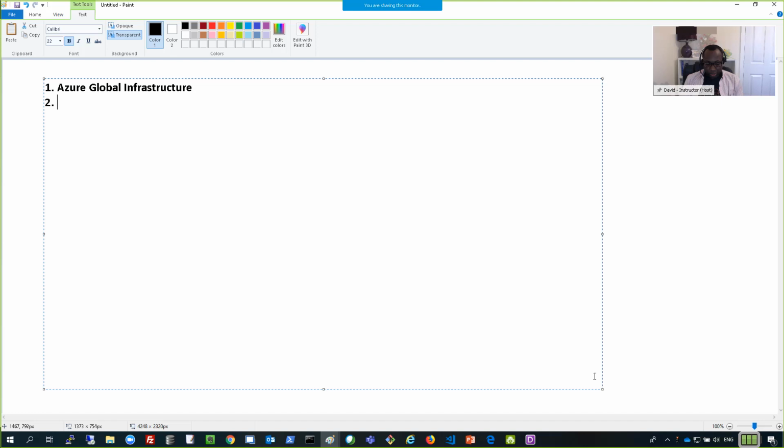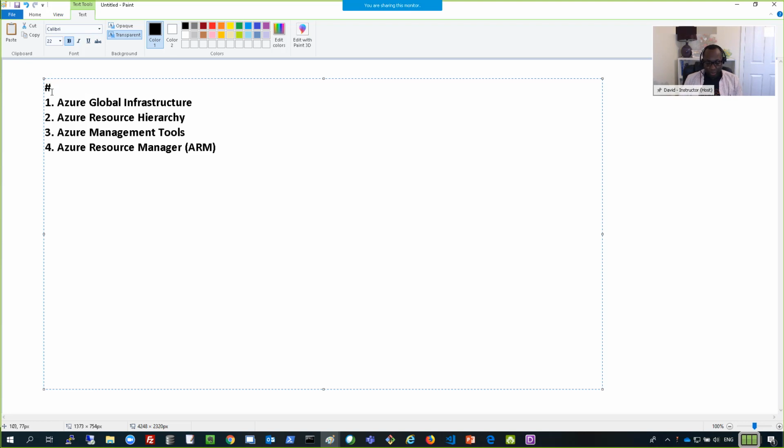Number two is the Azure Resource Hierarchy. Number three is Azure Management Tools. Number four is Azure Resource Manager, or ARM. So what I'll consider to be the Azure Foundations, getting a strong grasp of these four main areas, I think gives anybody a very good start to understanding many other things in Azure.